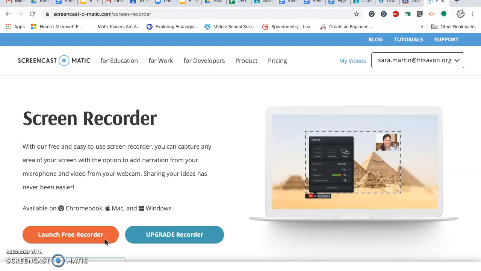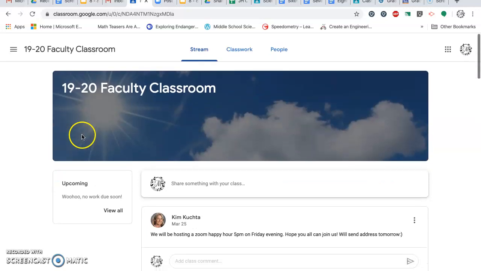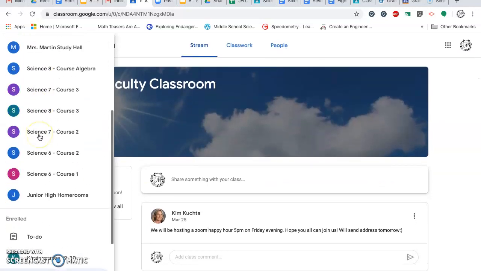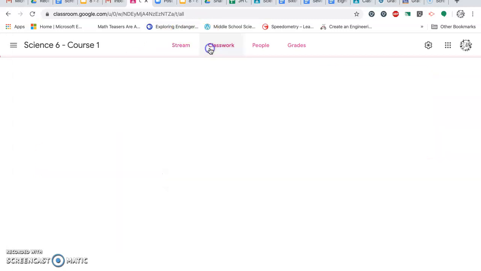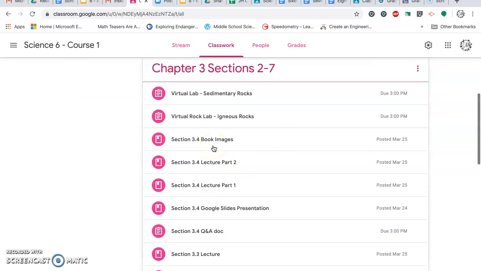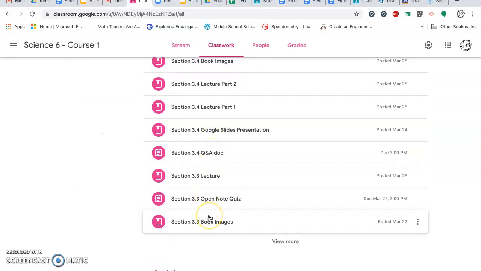All right, so I started the Zoom yesterday by saying, unfortunately, you guys are getting a lot of mistakes from me. I noticed that when you took the section 3.3 open note quiz on igneous rocks, I had not posted the 3.3 lecture. I posted it, what I thought was to both sixth grade classrooms, but it must have just gone to the course 2. So I've posted the grades for the 3.3 quiz.